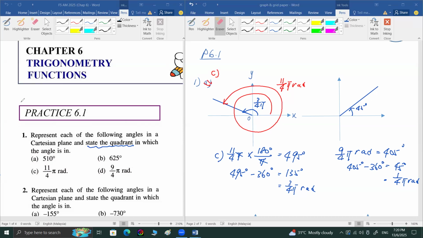Oh, sorry, you cannot write 45. You have to write 1/4 pi. Because it is given in radian, you have to tell 1/4 pi radian. Okay, next we go to the actual one. 405 means same like just now, more than one round. Then reach here. So 9/4 pi radian. And don't forget to write down first quadrant. For D, the answer is first quadrant.